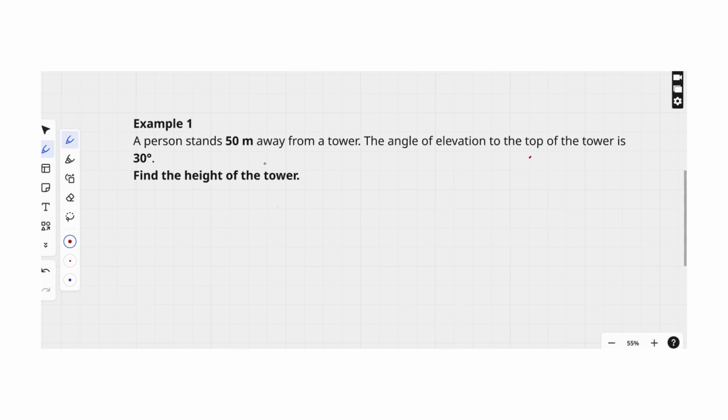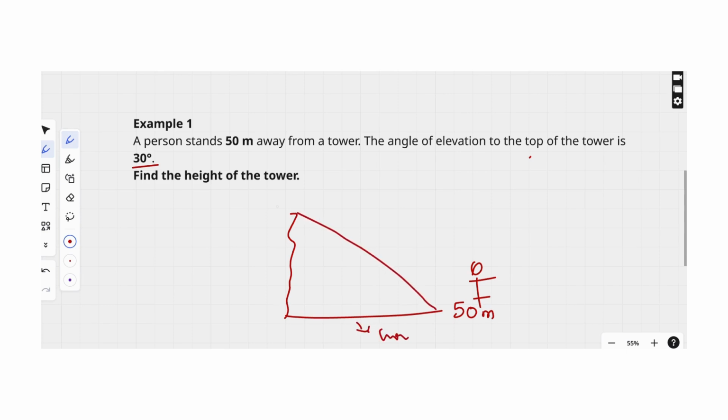A person stands 50 meters away from a tower. Let's say there is a tower. It stands 50 meters away. Okay. And the person is here. When he looks upwards to the top of the tower, that's creating a 30-degree angle. So in that case, what we have here is this horizontal base, which acts like a horizontal line, creating a 30-degree angle according to this person's eyesight. That means this person's eye would be focusing here.